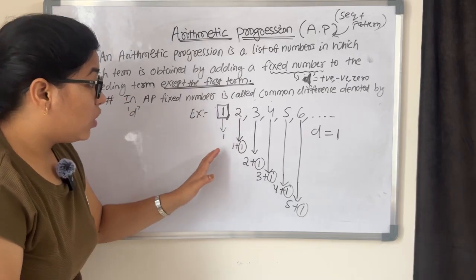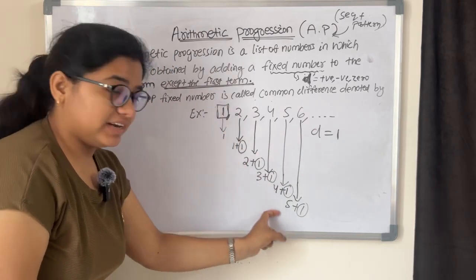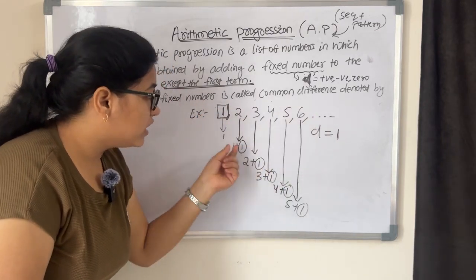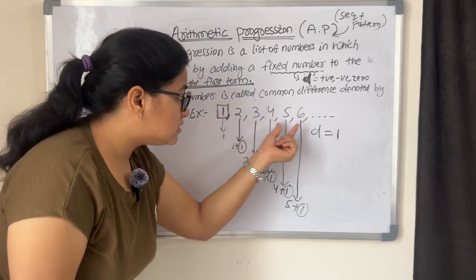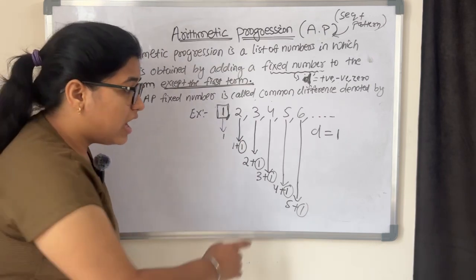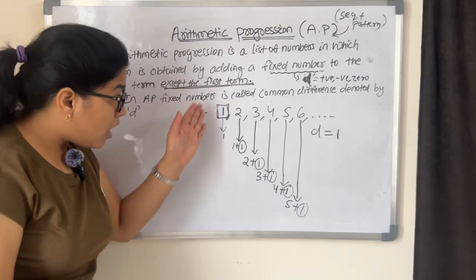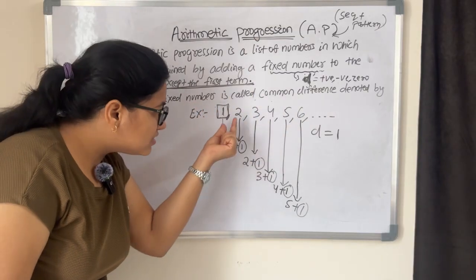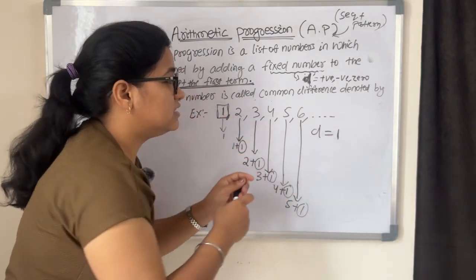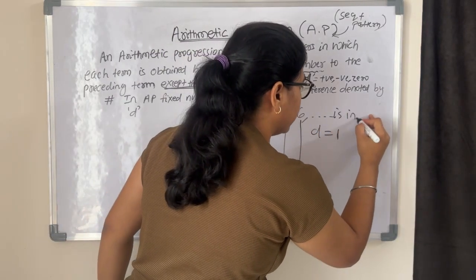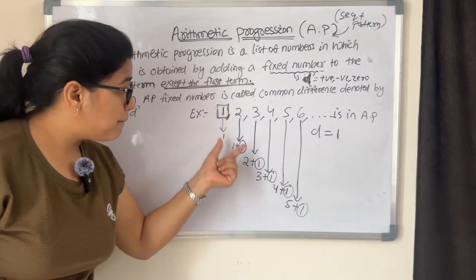Got it? So in this case, this sequence is following a pattern, because except for the first term, each term is obtained by adding a fixed number, the common difference, to the preceding term. This is how the sequence is going. So the sequence is following a specific pattern. So we can say that this sequence is in AP. Sequence plus pattern.